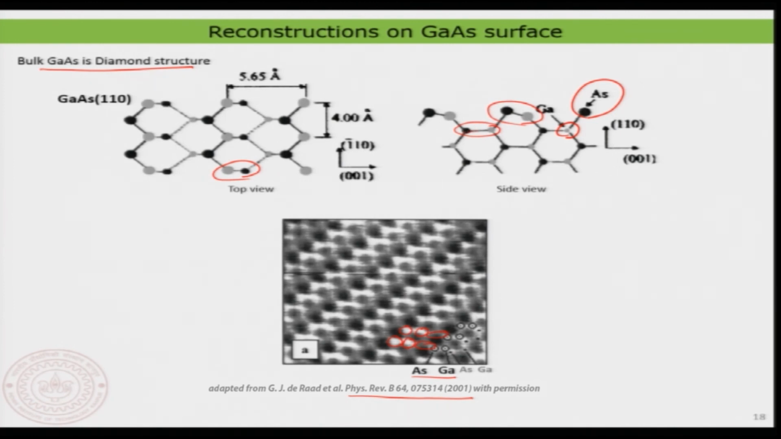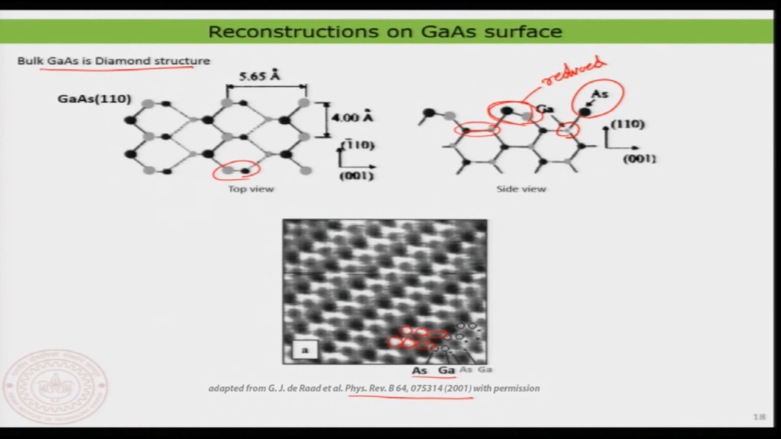As you can see here, the distance between the gallium and arsenide are as in the bulk, but in the very top layer this is actually reduced compared to bulk. So this is the typical reconstruction that you would find for gallium arsenide and so on.